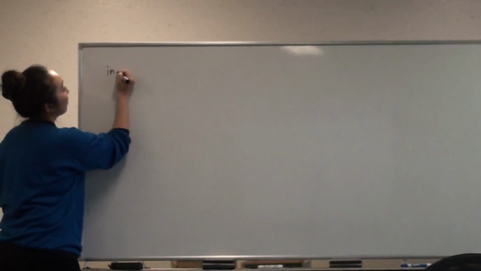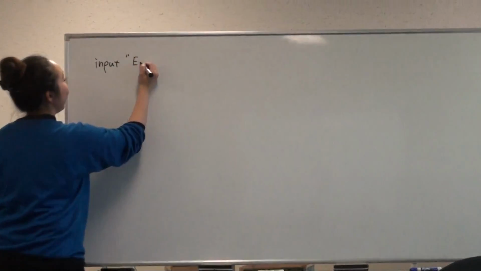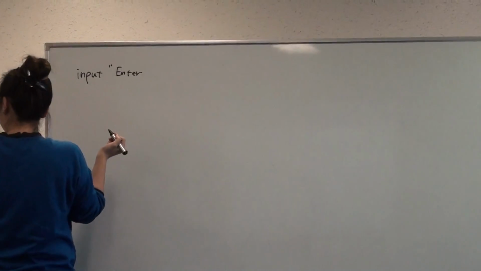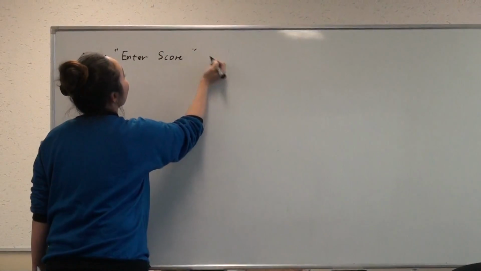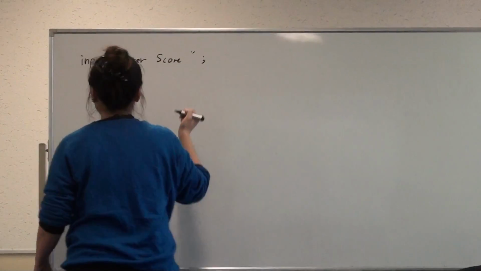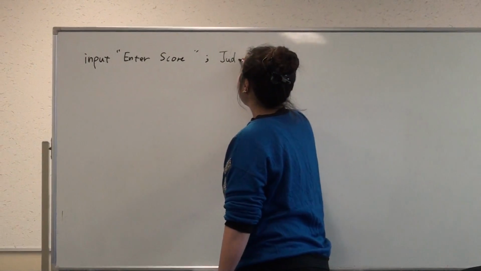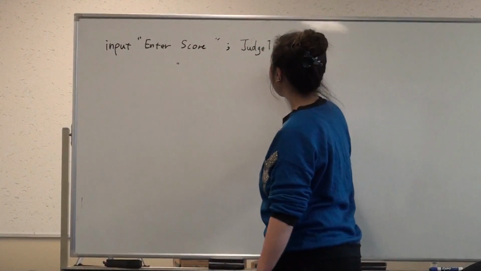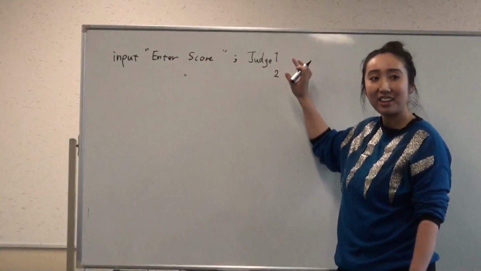First one is just like regular input. Input, and enter score. And then I call it judge 1. And same as that, judge 2. So we have 2 things here.